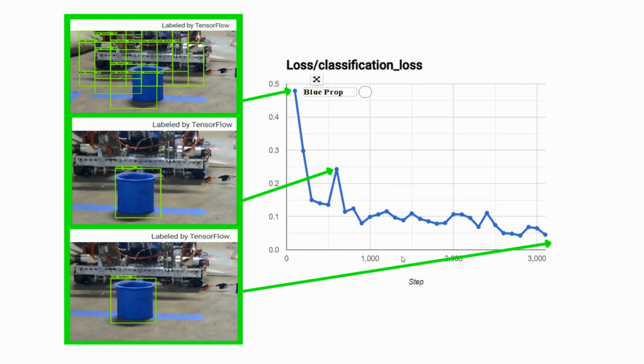So you can see that at first it doesn't know what it's looking at in the top photo, and that's why the loss is so big, because it only gets it 50% of the time. And then you can see as it goes down further, it kind of starts to know what it's looking at, and then at the bottom, it really knows what it's looking at all the time.